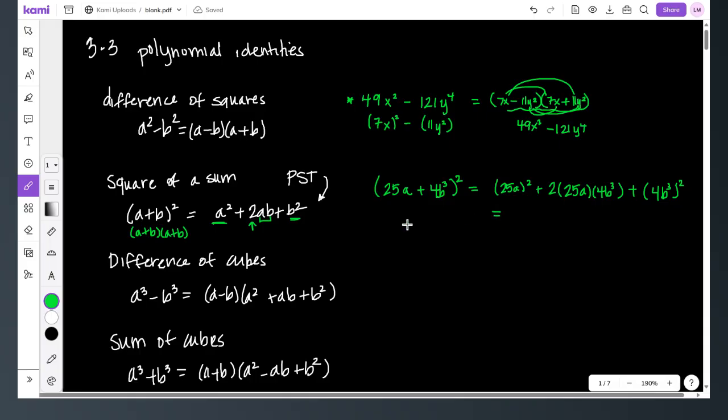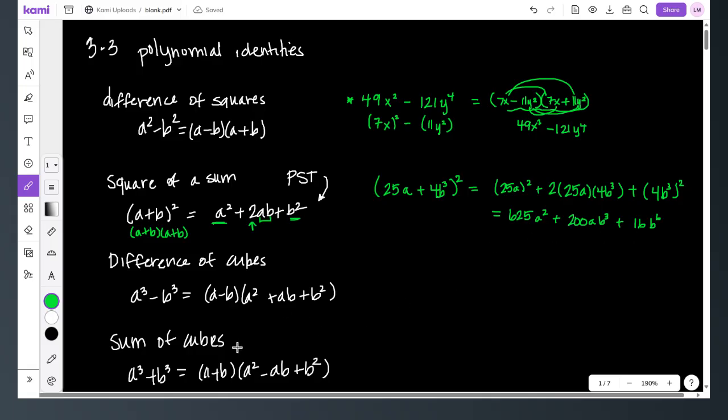All right, and then we'll clean this up and we'll be finished. We didn't even have to multiply stuff out, like FOIL things. So 625, 25 times 25, a squared, plus 2 times 25 times 4. Well, I know 25 times 4 is 100, so 200ab to the third, plus, and then we're going to square both those terms. Remember to square the number. So 16b to the 6, because when we have a power to a power, we multiply our exponents. So there's the expanded form of the square of a sum.